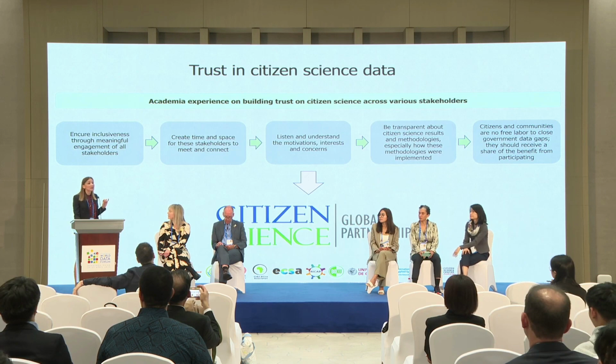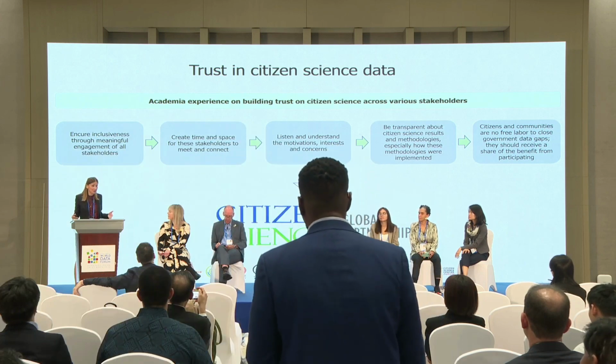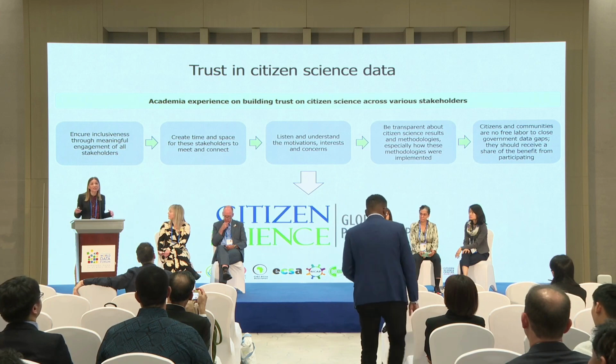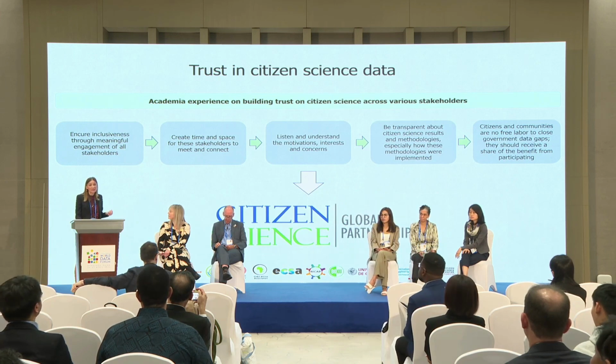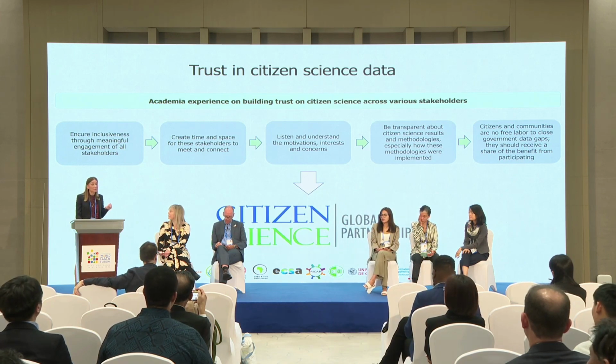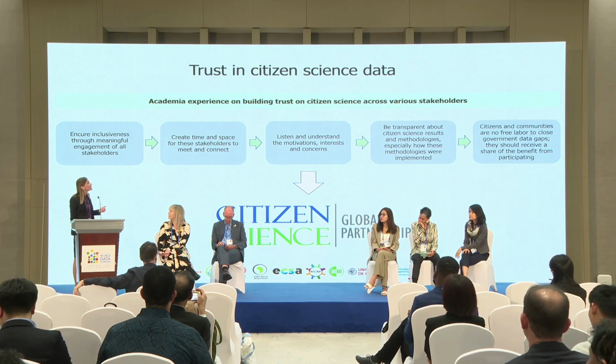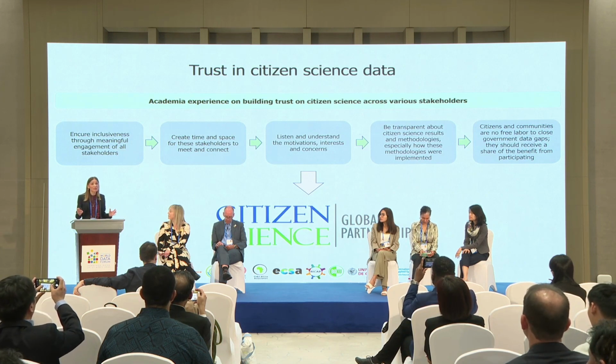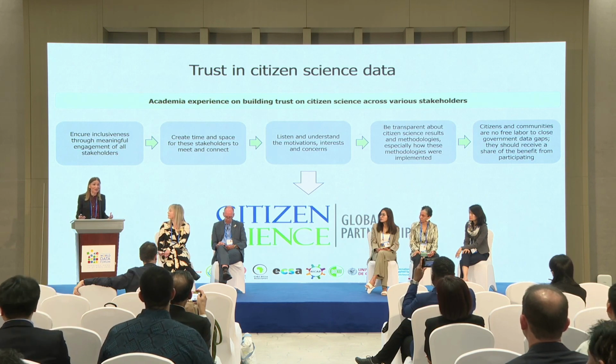We can only achieve this by listening and understanding their concerns, motivations, and why they come around the table, because everybody is coming around the table with different motivations and concerns. We really need to understand this in order to be able to build trust and common goals around these initiatives, right? And we can only do that by creating the time and space for all these actors to meet and to really share everything that they have, why they are coming around this table.